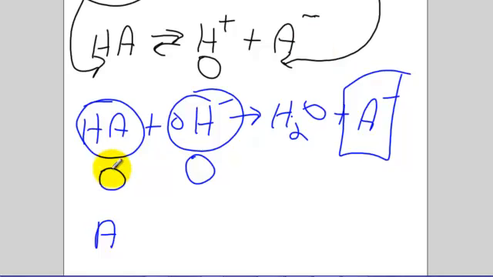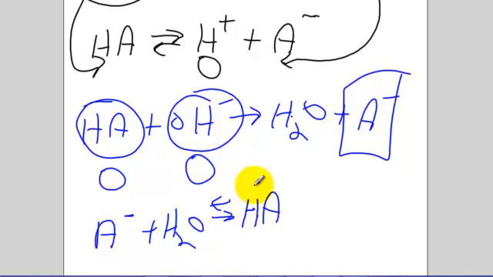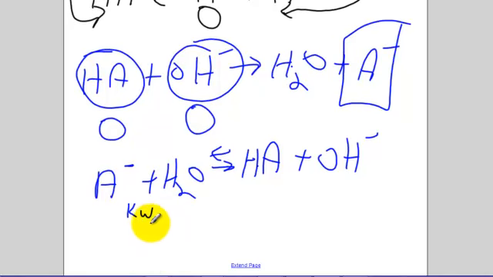There is no HA. So then at the end point I have to write A minus plus H2O in equilibrium with HA plus OH minus. And instead of using Ka, I use Kb, the Kb of A minus, which remember you find by saying Kw over Ka.